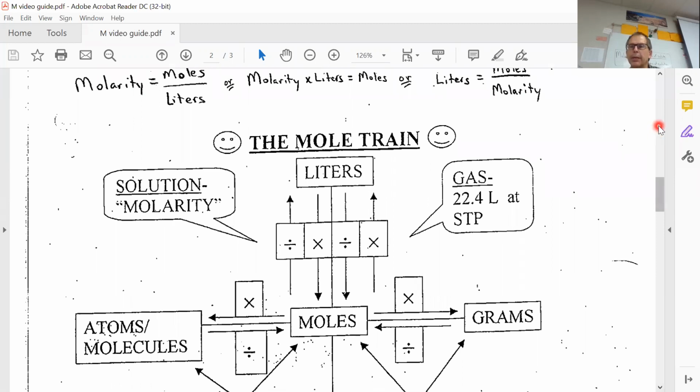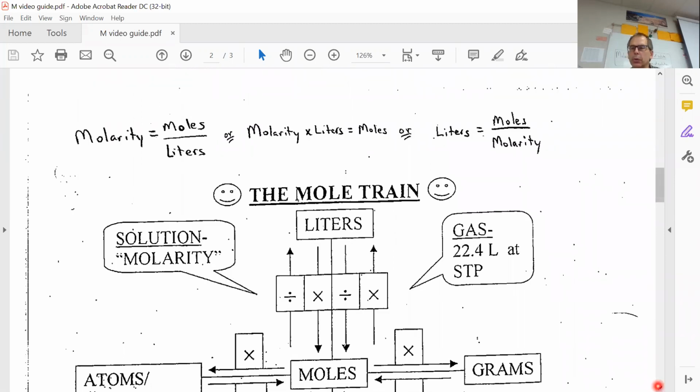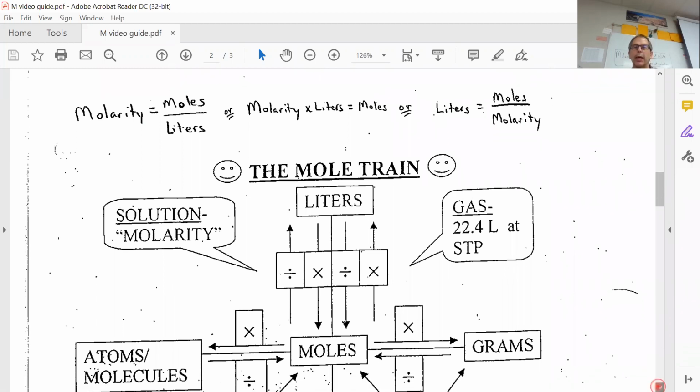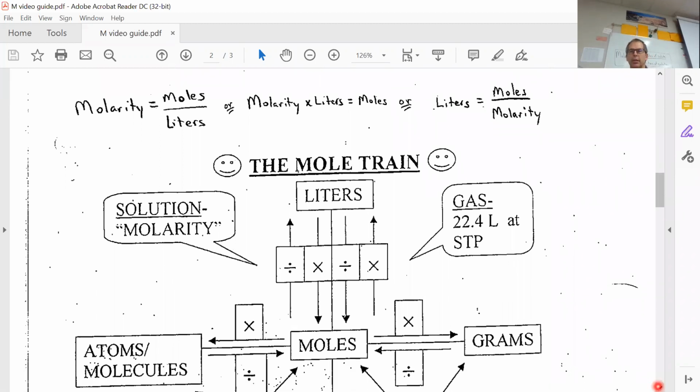So on this page, this is a mole train guide, which you, by the way, have in, I think it may be page 10 of your homework packet, somewhere toward the back. Our definition of molarity is molarity equals moles, technically moles of solute, over liters of solution. Now I can manipulate this. This is kind of like manipulating density equals mass over volume. You can manipulate it other ways.